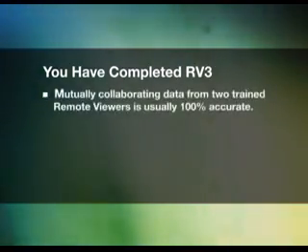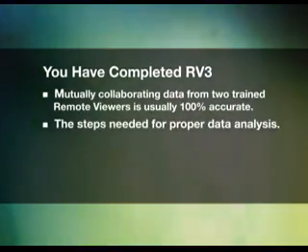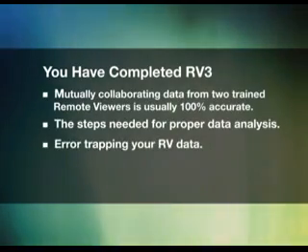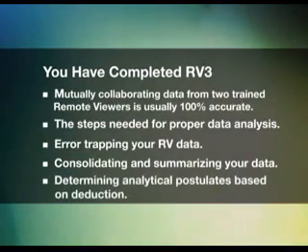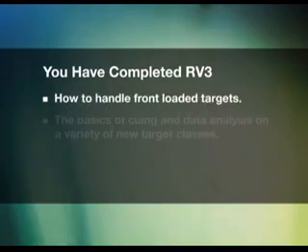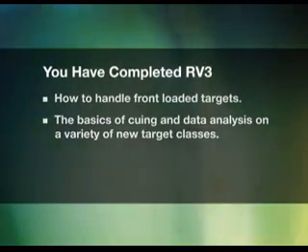Congratulations. You have completed Workshop 3. In this RV training disc, you learned that mutually collaborating data from 2 trained remote viewers is usually 100% accurate. The steps needed for proper data analysis. You also learned about error trapping, how to consolidate and summarize your data, and how to determine analytical postulates based on deduction, how to begin handling front-loaded targets, and finally, you learned the basics of queuing and data analysis on a variety of new target classes.